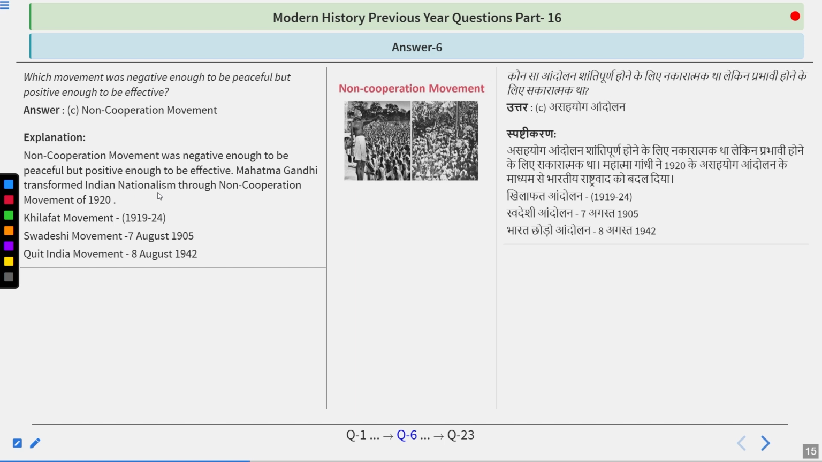Mahatma Gandhi transformed Indian nationalism through non-cooperation movement of 1920. Khilafat movement 1919-1924. Swadeshi movement 7th August 1905. Quit India movement 8th of August 1942. Khilafat movement was against the removal of the Khalifa or the Caliphate of Ottoman Empire. Swadeshi movement was against the partition of Bengal. And Quit India movement was introduced when the Cripps mission came from the British, and Gandhiji in return gave the Quit India movement.